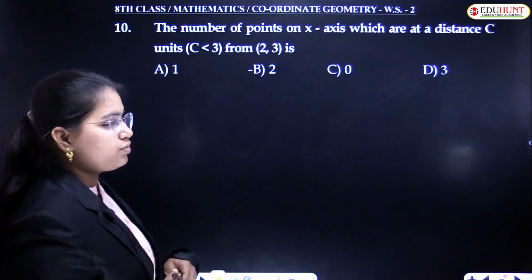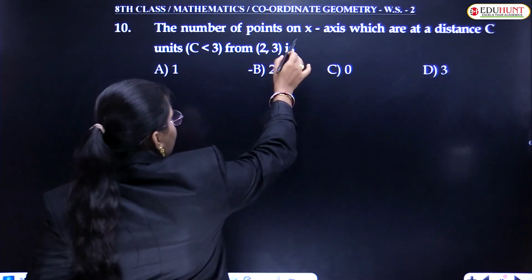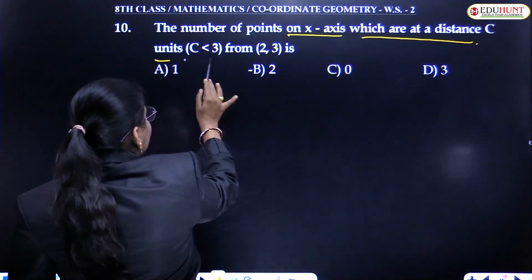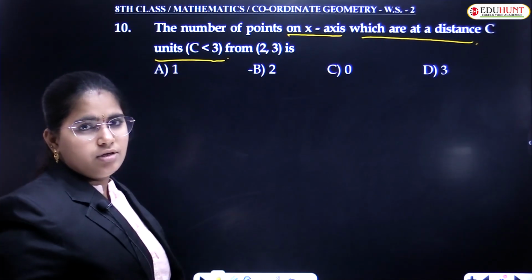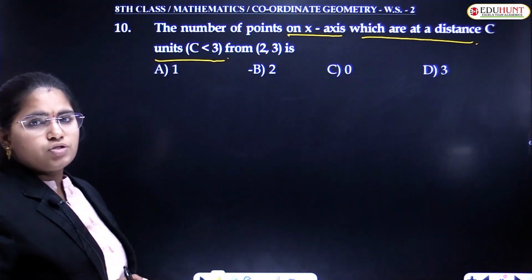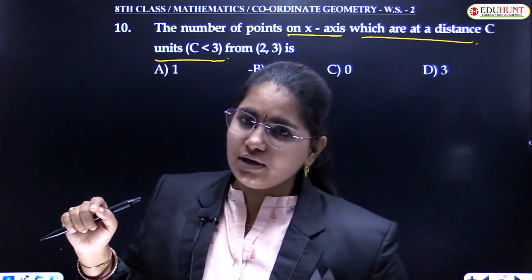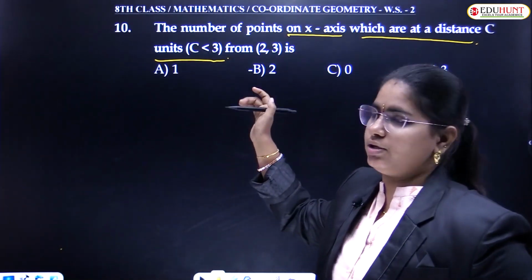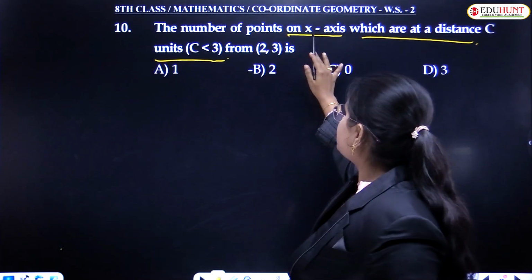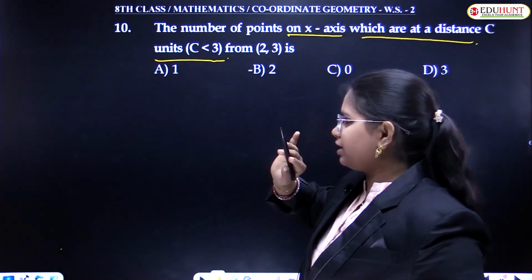Here we have the first question. Question number 10: the number of points on the x-axis which are at a distance c units, and c must be less than 3, from (2, 3). A very good question. Let's begin the question. Here it is asking for the number of points on the x-axis.